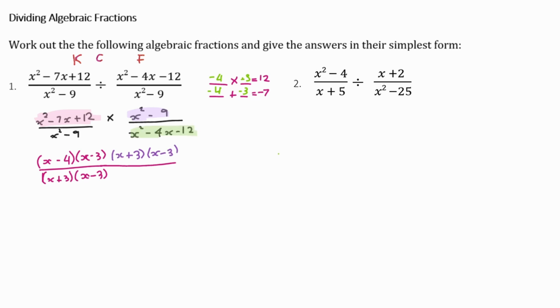And our second denominator is also quadratic. So in order to factorize that, we are going to look for two numbers that multiply to give us minus 12. And those same two numbers need to add to give us minus 4. So the numbers we will be using are minus 6 and 2. So we can factorize that second denominator as x minus 6 and x plus 2.